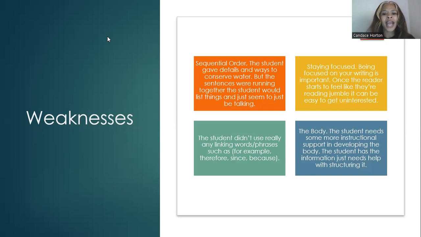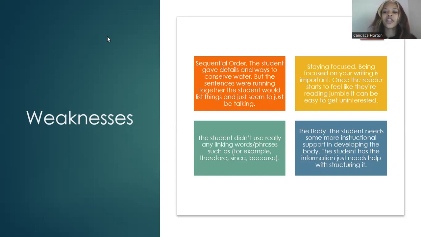And the student didn't really have many transitional phrases, like next, finally, as well as linking words. So for example, therefore, since, because. She needed more linking words and transitional phrases in her writing, which is important as well.